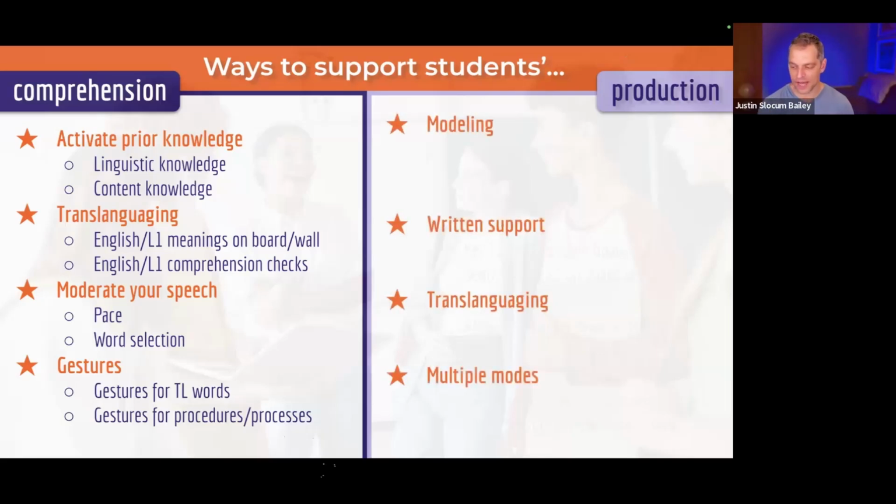That's true also on this side for production, which is the items that I'll close with here, as in supporting students' ability to come up with the language themselves. The huge one that I didn't used to take very seriously is modeling. In other words, me as the teacher basically demonstrating myself talking about that thing.